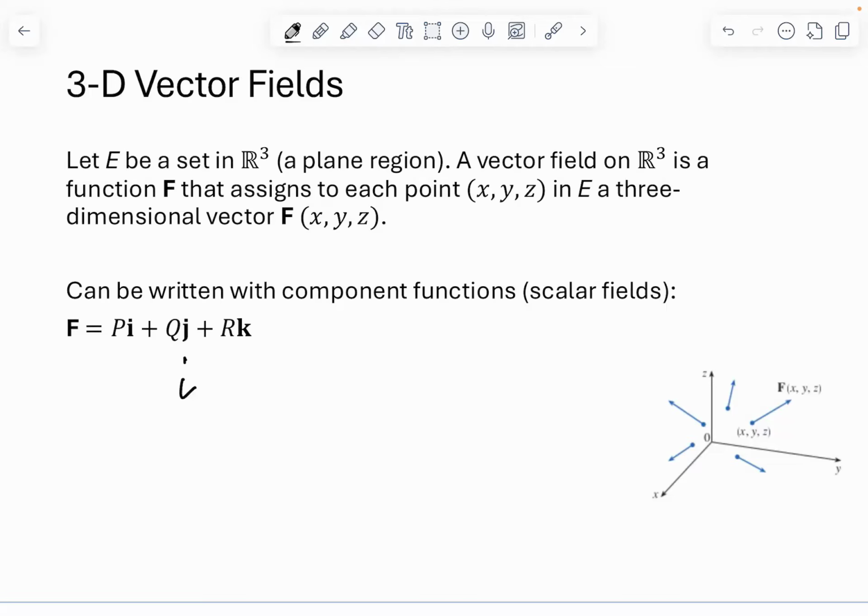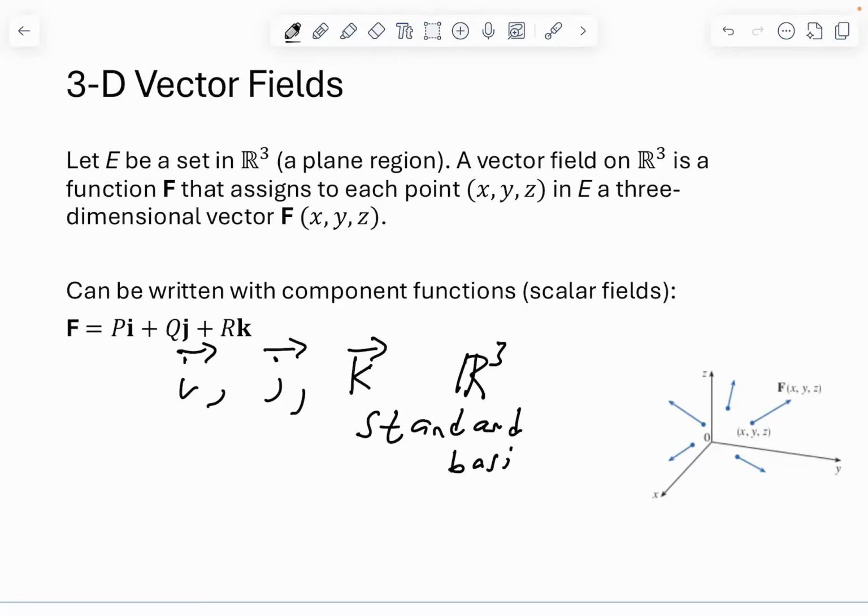And again, this i, j, and k are the R3 standard basis. This picture here on the right just shows a couple of points in that three-dimensional space and the vectors corresponding to f that map out from those.